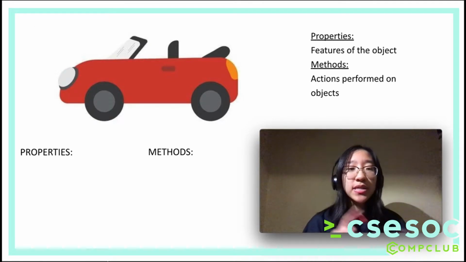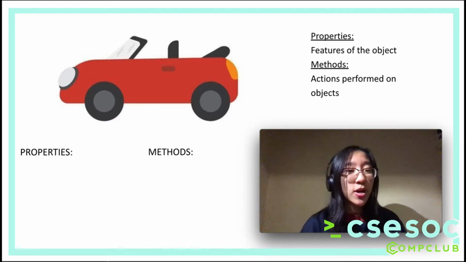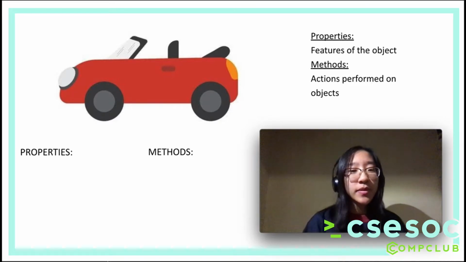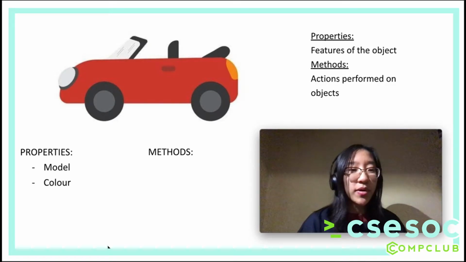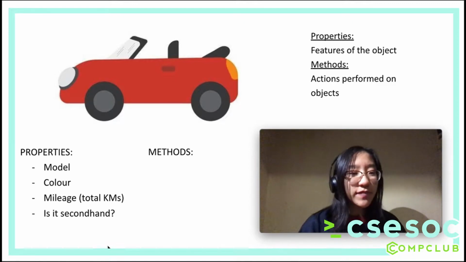Objects have properties and methods. Properties, also known as attributes, are features of the object, whereas methods are actions performed on them. Let's think about a car. What traits or characteristics would every single car have? There are heaps of possibilities here. Pretty much all cars will have a model and a colour. It also has a total number of kilometres it's been driven, and we can record whether or not it's second-hand. These kinds of facts will be the properties of a car object.